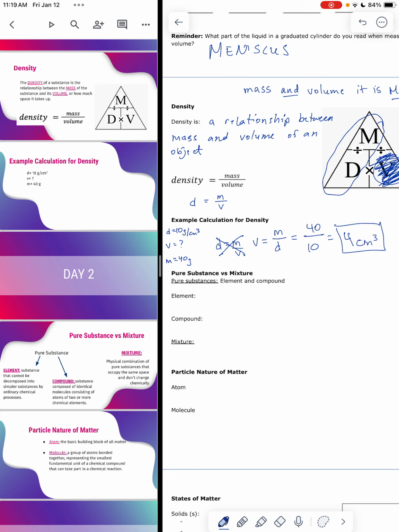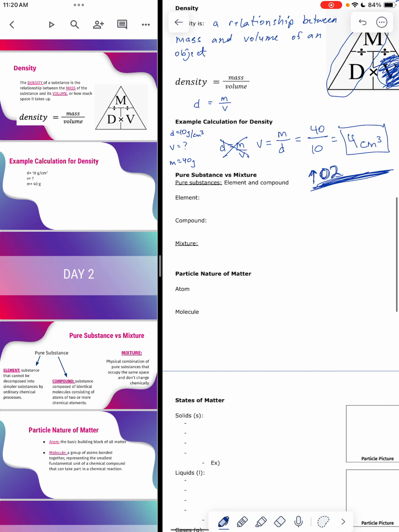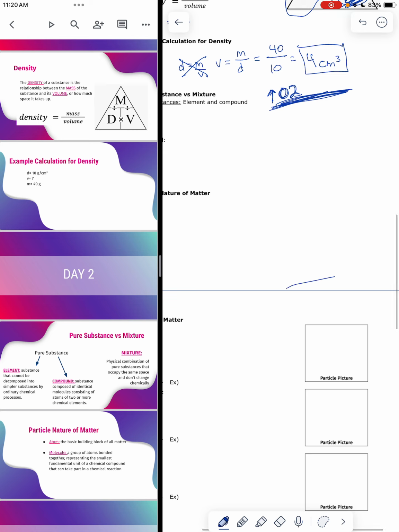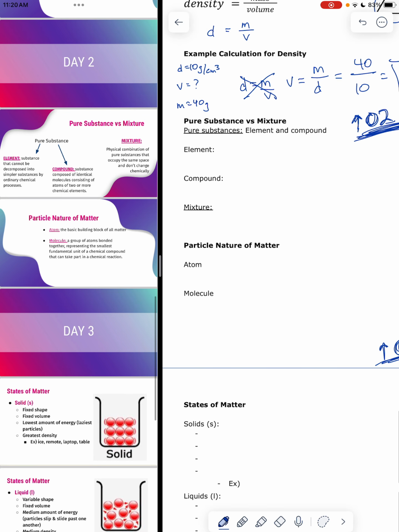And all of this that we just did is for assignment 0.2. All of this information is going to be good for it. It's just a lot of density calculations. Now, in terms of pure substances versus mixtures, and we'll stop before here, all of the stuff here is for 0.4. Now we're skipping 0.3 for some of you just because of the weather and all that fun stuff. But you have the slides here.